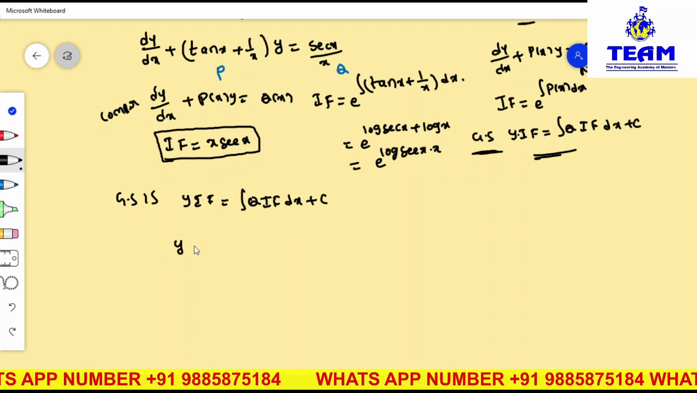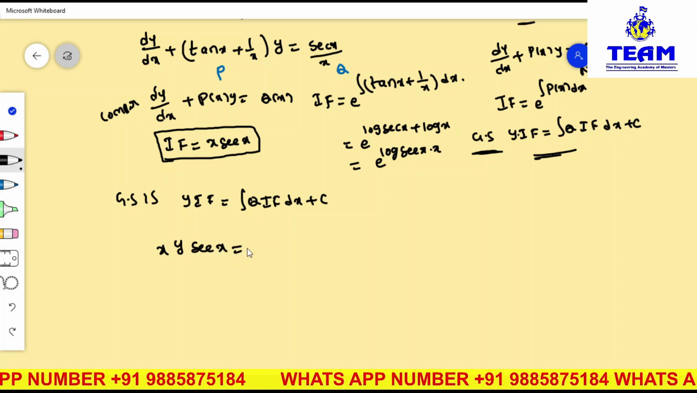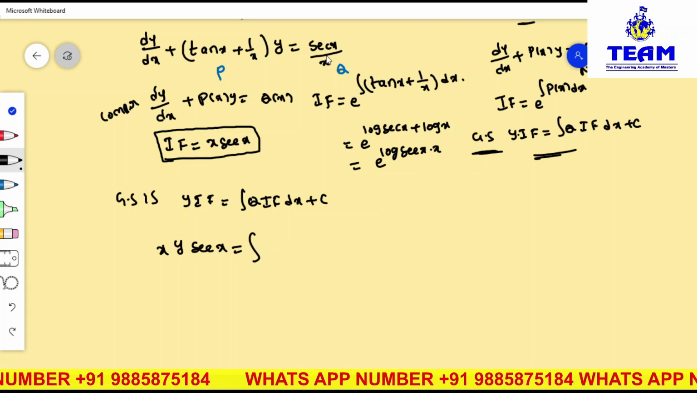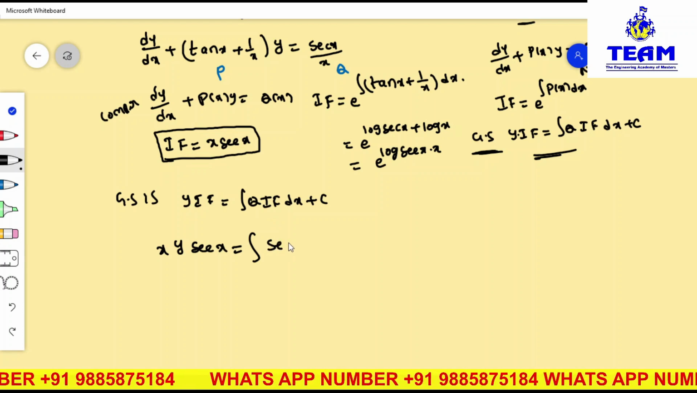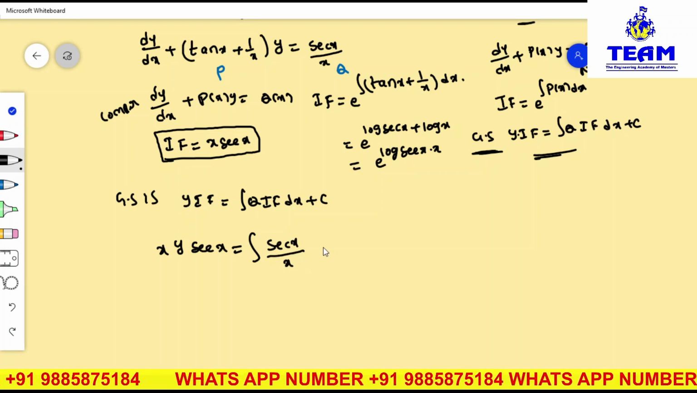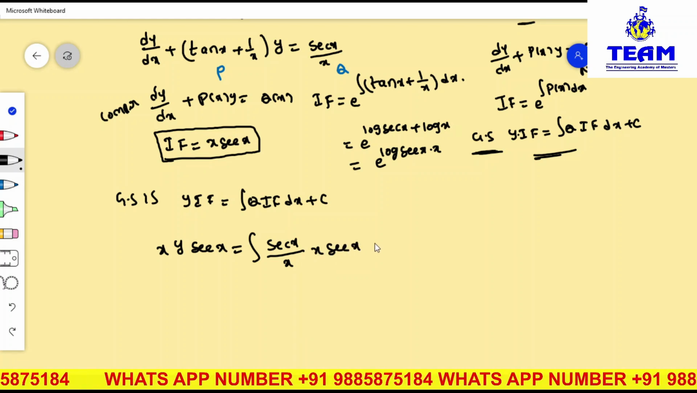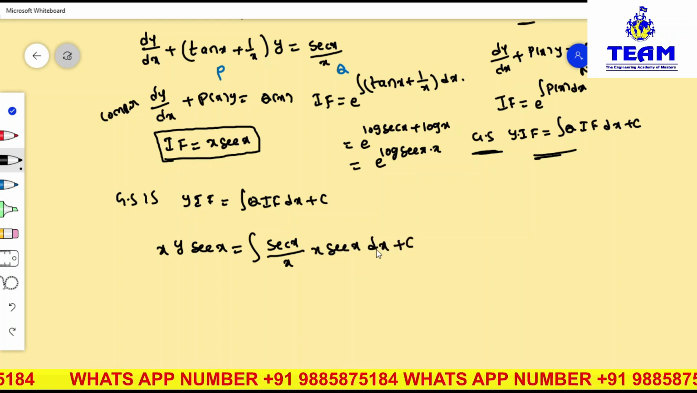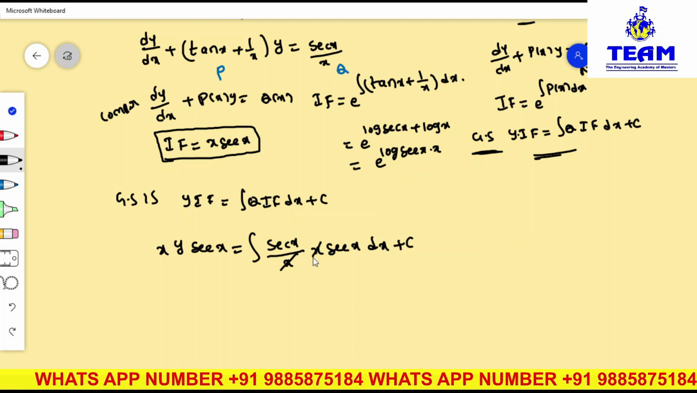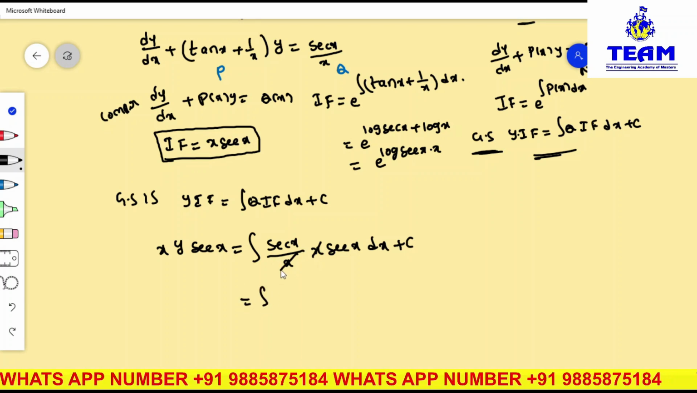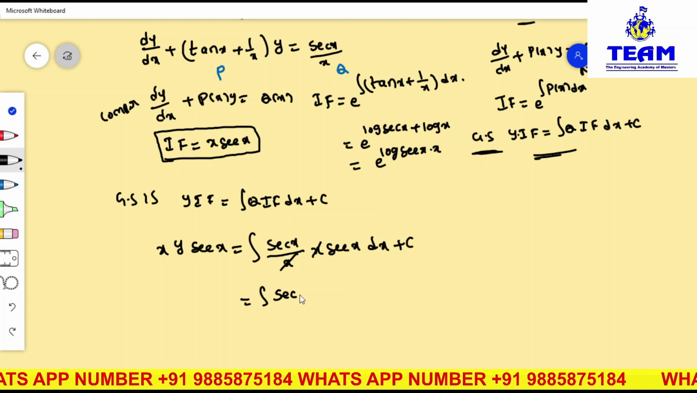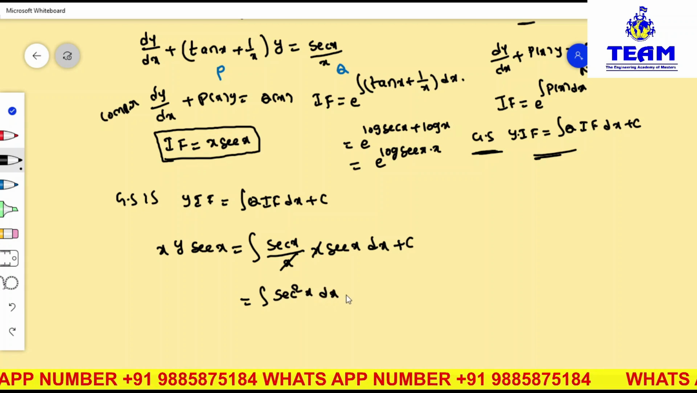So I am writing here, y into x into secant x is equal to integral of q. What is the q you have? Secant x by x. Secant x divided by x into integrating factor, which is x into secant x, dx plus c. Now the denominator x and numerator x get cancelled. Then you will have integral secant x into secant x, which is secant square x, dx plus c.